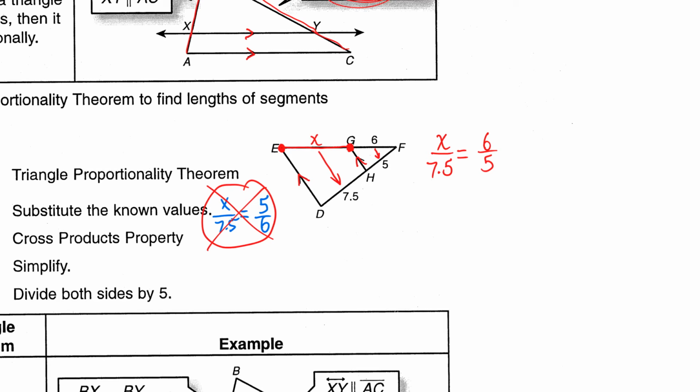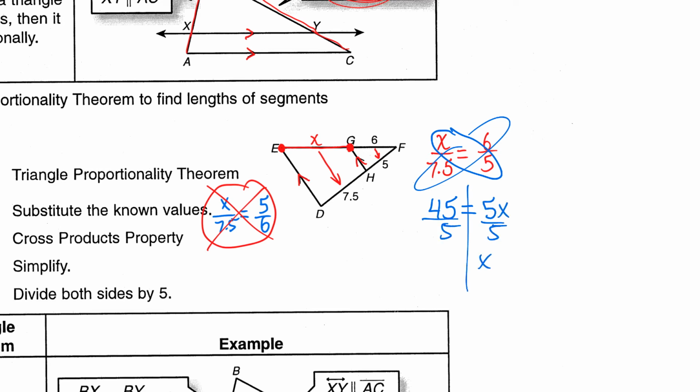All right, so now let's just cross multiply. So what is 7.5 times 6? 45. Is 45. And what is 5 times x? 5x. Is 5x. Divide both sides by 5. And so x equals 9. So EG is 9.